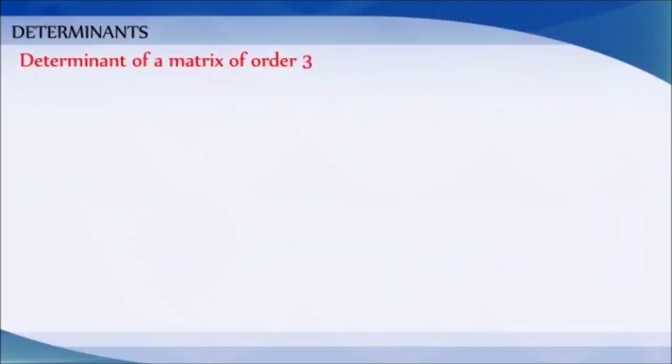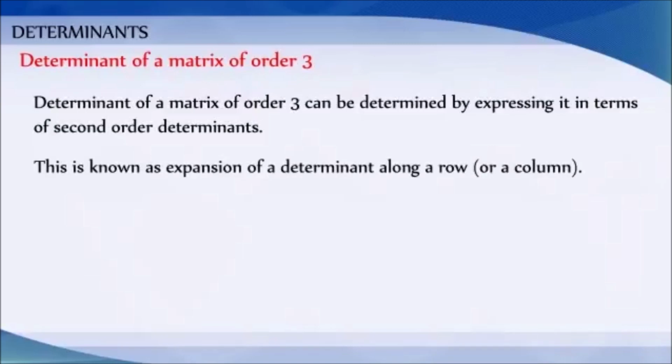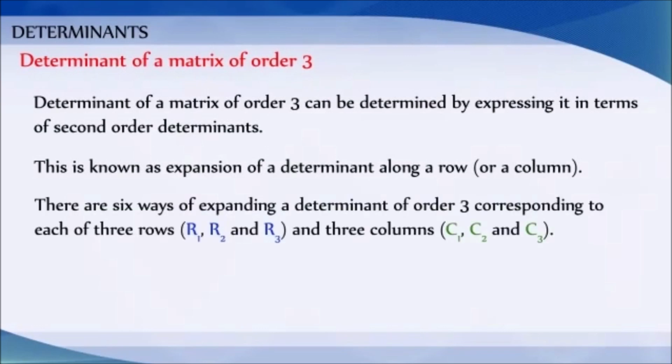Determinant of a matrix of order 3. Determinant of a matrix of order 3 can be determined by expressing it in terms of second order determinants. This is known as expansion of determinant along a row or a column. There are 6 ways of expanding a determinant of order 3 corresponding to each of 3 rows and 3 columns.